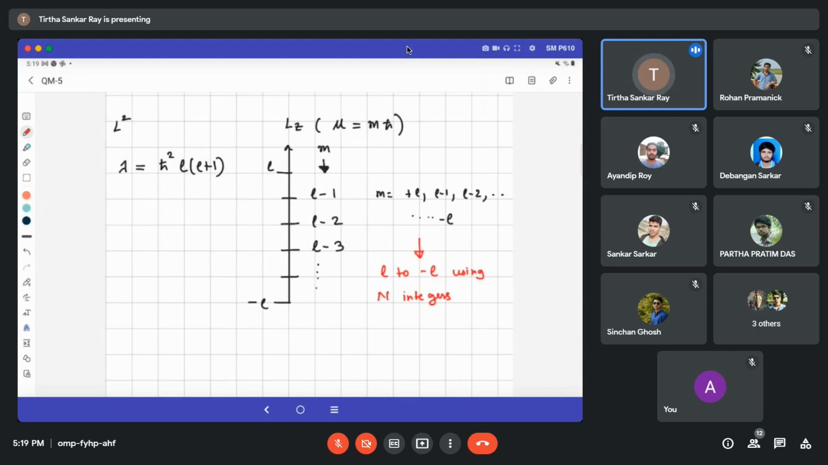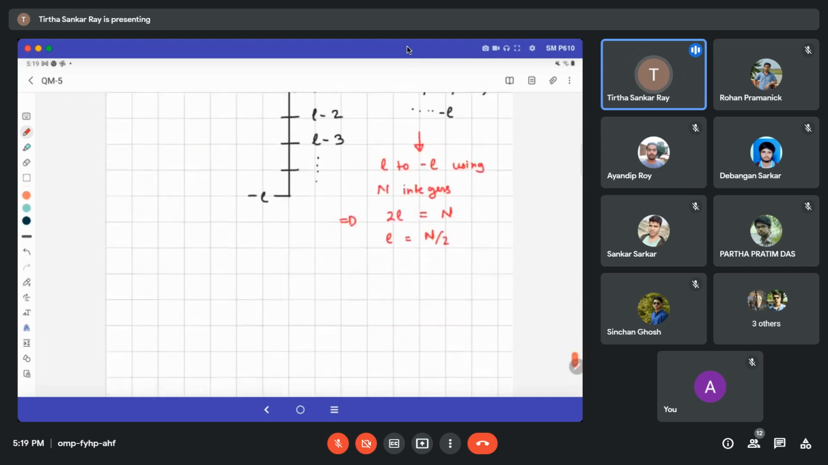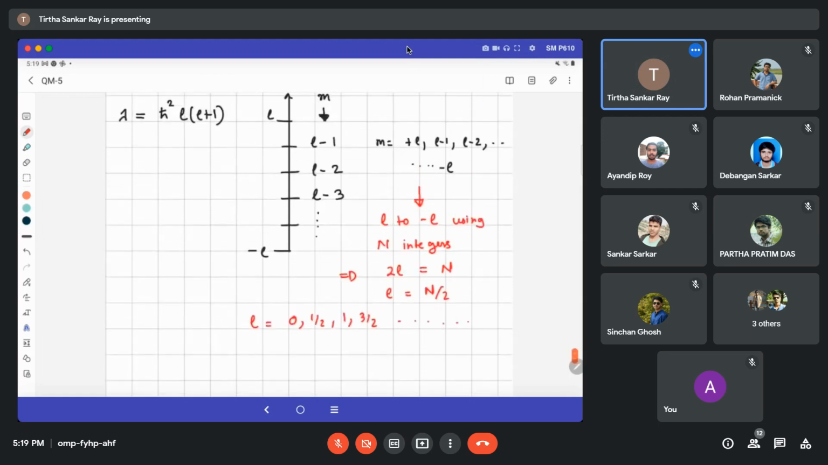So typically you will pass through integer steps, which implies that 2 times L is an integer. So L is something like n by 2, which also now tells us that the possible values of L can be 0, half, 1, 3 by 2, and so on. So you are able to find out what are the possible angular momentum states that exist anywhere in all of quantum mechanics. That is what we are doing here.